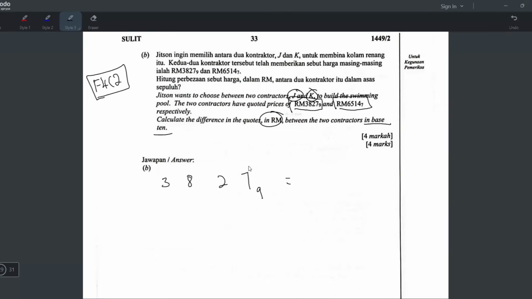That means you are converting from a smaller base to base 10. So you kena guna cara darab. Bukan cara bahagi ya. The cara bahagi is when you are changing from base 10 to a smaller base. Okay, this one is the opposite. So you kena guna cara darab.